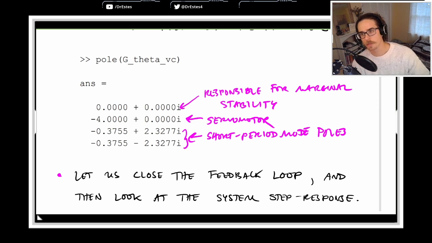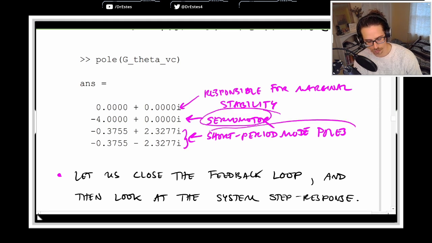All that to say, when you combine transfer functions, you just take the poles from the one and the other and add them to a list. So because we combined the servo motor with the short period, the combined system just has the poles from both. That's it.